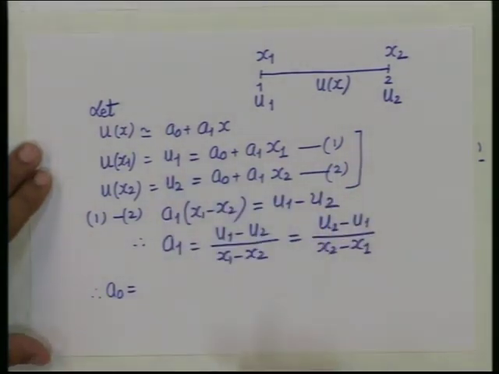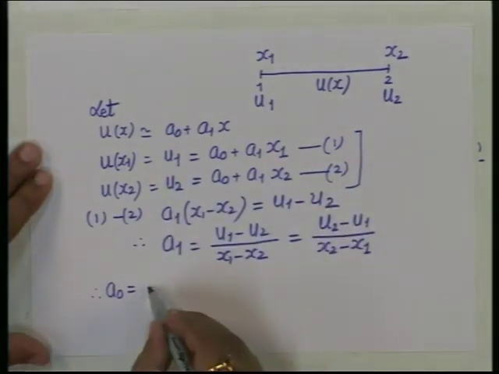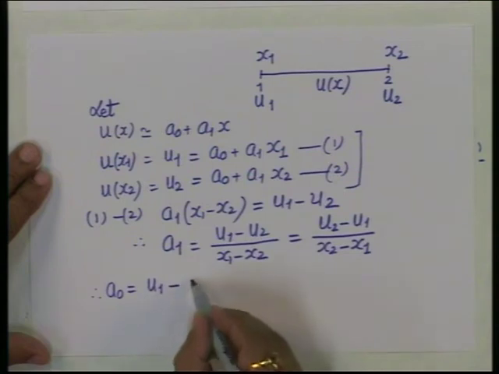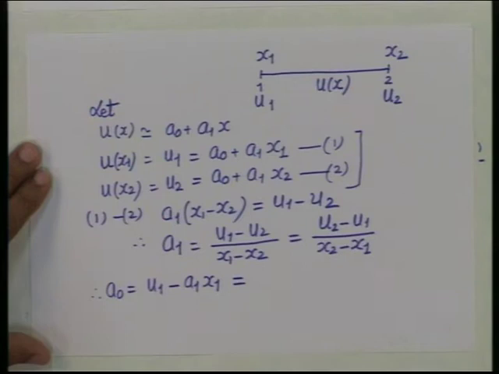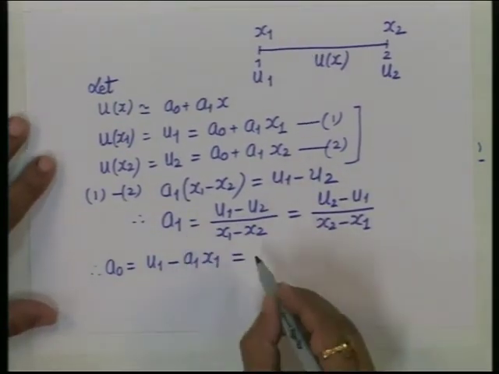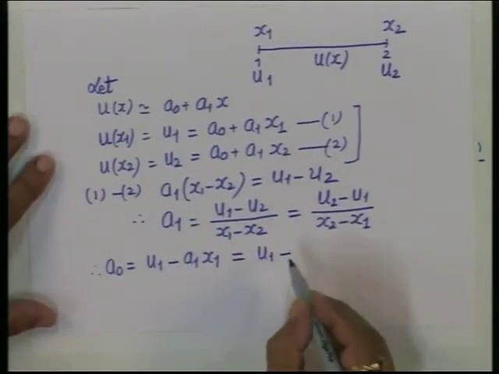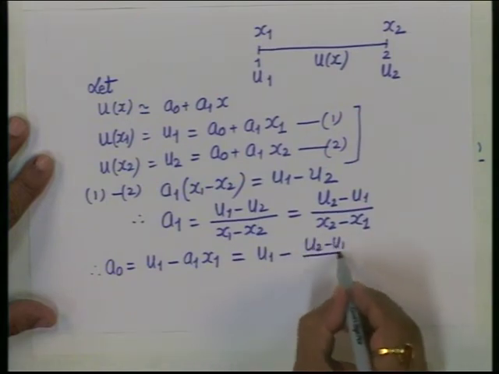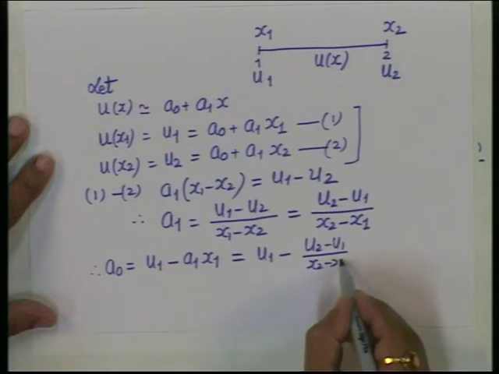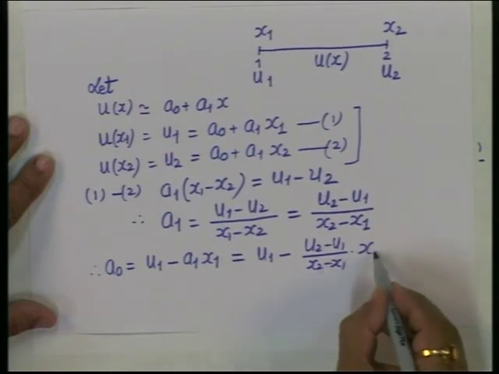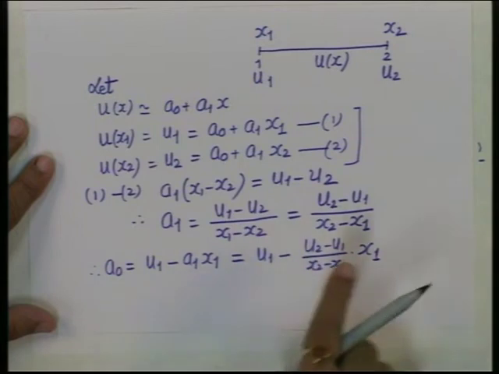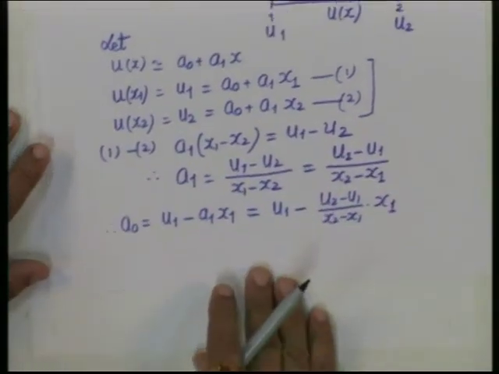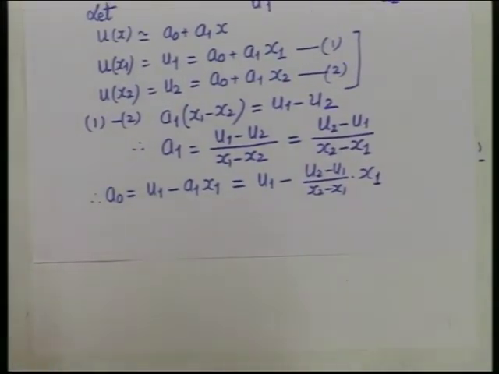Once you have got this, I can get the other constant a0, for example, from equation 1. Equation 1 gives a0 is u1 minus a1 x1. So, what is a1? A1 we have just now found out. So, it is u1 minus (u2 minus u1) over (x2 minus x1) into x1. So, you see here now I have got the coefficients in terms of nodal parameters and the nodal coordinates.